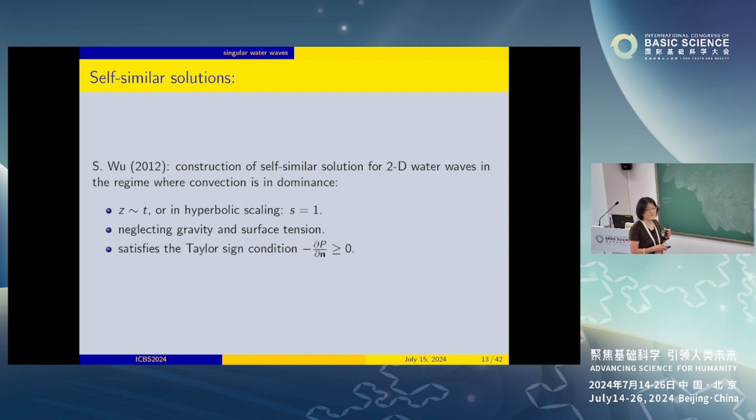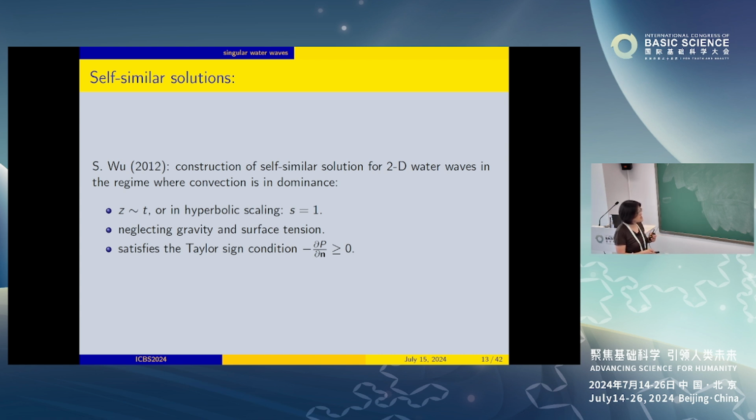But in the water wave equation, if there is gravity, the gravity is dominant and you cannot use this scaling. So we have to remove the gravity. If the surface tension is there, this scaling also fails. So we have to neglect both gravity and surface tension. This is really a very idealized equation, and we ask what we will get.